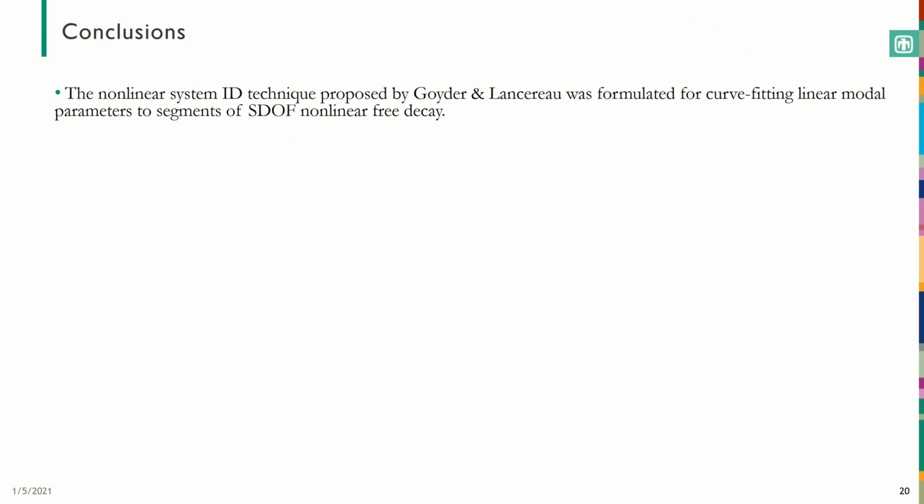So in conclusion, I gave a brief overview of the original nonlinear system ID method that was proposed by Goyder and Lancereau to determine nonlinear frequency and damping ratios by directly curve fitting them to segments of a nonlinear oscillation. The original formulation is limited to characterizing free decay in segments where the frequency and damping could be assumed constant. So in this presentation, I detailed some extensions to this process that make it applicable in more scenarios.